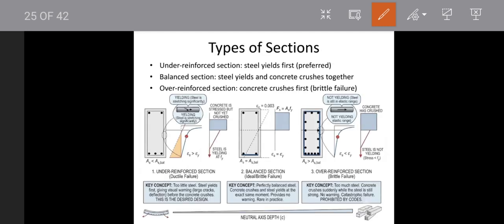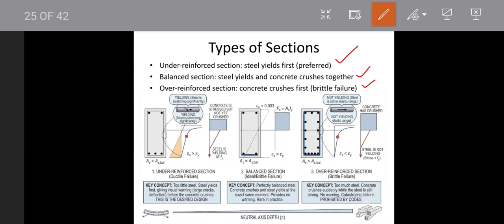So, type of sections, we have three different types of sections. One is the under reinforced section, the balanced section and the over reinforced section. In the under reinforced section, the steel will yield first, and in the over reinforced section the concrete will crush or fail first. In the balanced section, the concrete and the steel will attain their breaking point at the same time. So here if you consider the steel failure, as I already told, the steel will undergo elongation and it will form a necking before failure. So it will give the warning that the structure is going to collapse.